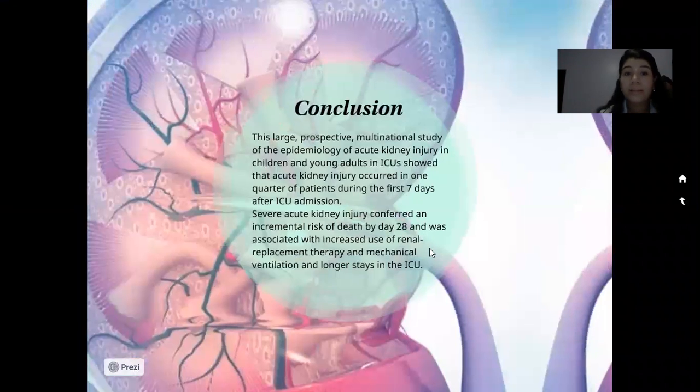Conclusions. This large, prospective, multinational study of the epidemiology of acute kidney injury in children and young adults in ICUs showed that acute kidney injury occurs in 1/4 of patients during the first 7 days after ICU admission. Severe acute kidney injury confers an incremental risk of death by day 28 and was associated with increased use of renal replacement therapy and mechanical ventilation and longer stay in the ICU. Thank you.